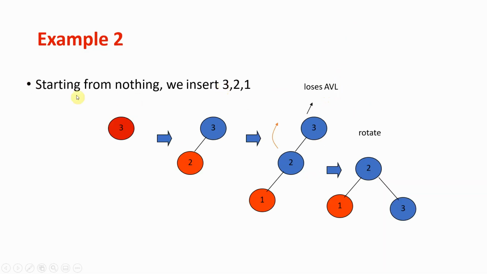Now let's just start from scratch, right? So from nothing, we insert 3, this is AVL.